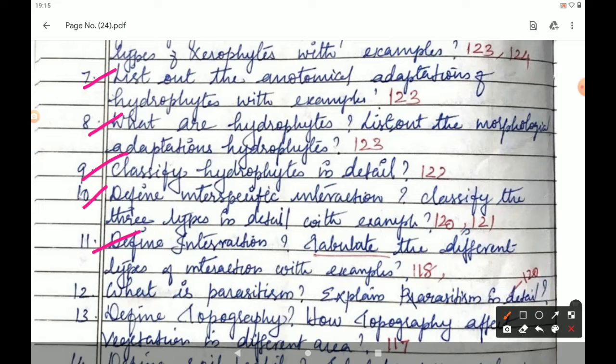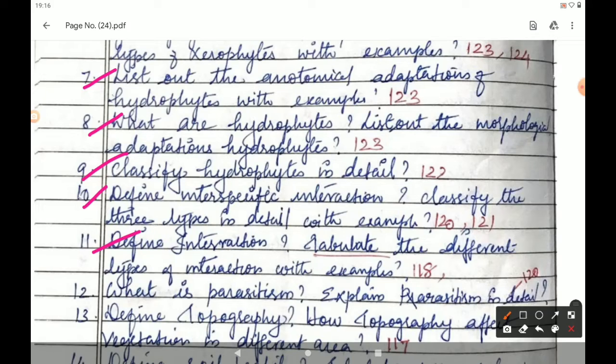Page number 118, under the heading biotic factors, come to the fourth point of the paragraph. The plants mostly which live together in a community and influence one another is called interaction. Tabulate the different types of interaction.